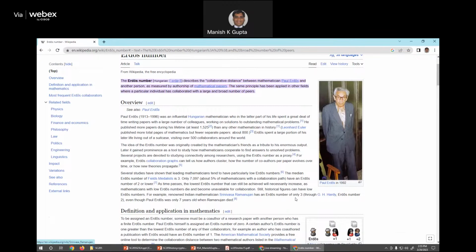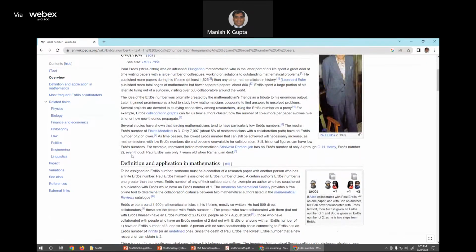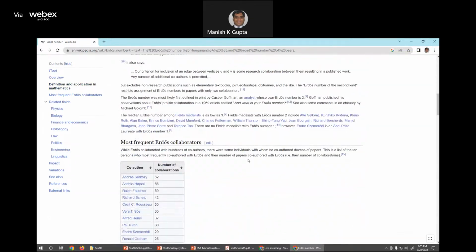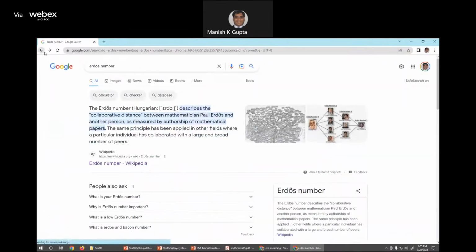So Srinivasa Ramanujan has Erdős number 3, you see. Even though Paul Erdős was only 7 years old when Ramanujan died, this is interesting data actually, because Ramanujan collaborated with G.H. Hardy. So you can actually find out.